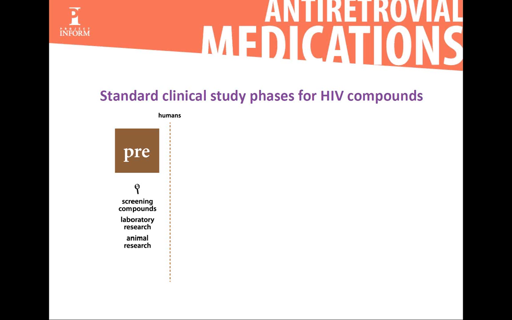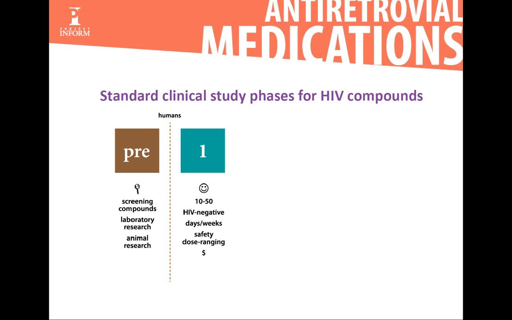And this is screening compound laboratory research and animal research in monkeys and rats or humanized mice models. And this could happen over the course of many years, trying to screen compounds and use them in animals to see about their toxicity and ability to control HIV. So that's preclinical studies. Next slide. And then we'll move into human study, and that is phase 1.